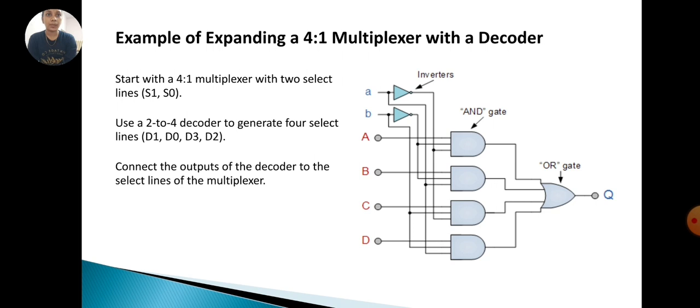Example of expanding a 4:1 multiplexer with a decoder. Start with a 4:1 multiplexer with two select lines S1 and S0. Use a 2-to-4 decoder to generate four select lines D1, D0, D3 and D2. Connect the outputs of the decoder to the select lines of the multiplexer.